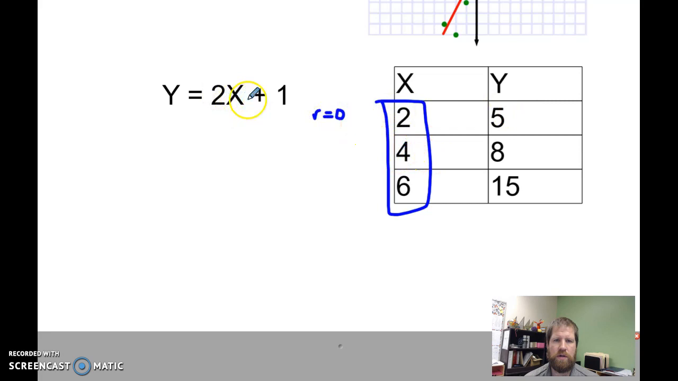Okay, 2 times 4 plus 1 is 9. I have 9 and 8 on this point, so my residual would be a -1, because it is the y value of your point minus the y value of your trend line. Okay, so 8 minus 9, -1. All right, and you'd go on and on with that to find your residuals. Okay.